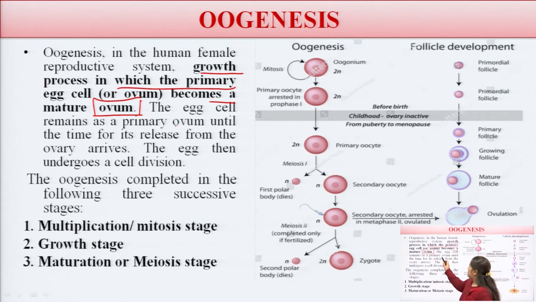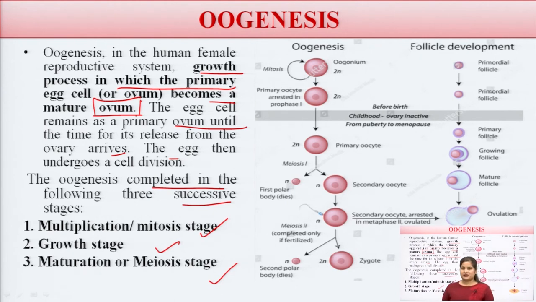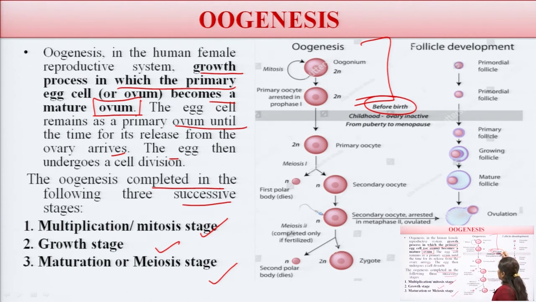The egg cell remains as a primary ovum until the time of the release of the egg from the ovary. The egg cells then undergo further cell divisions. Oogenesis is completed in three successive stages: multiplication, growth phase and maturation phase. The initial phase is done before birth, when the fetus is inside the womb, while spermatogenesis starts after birth.